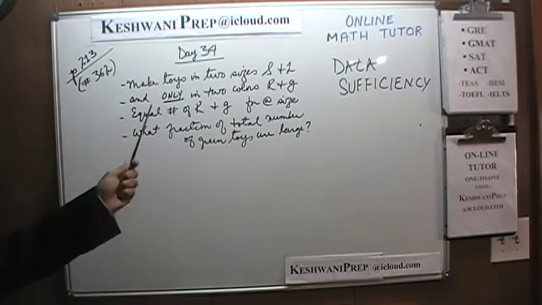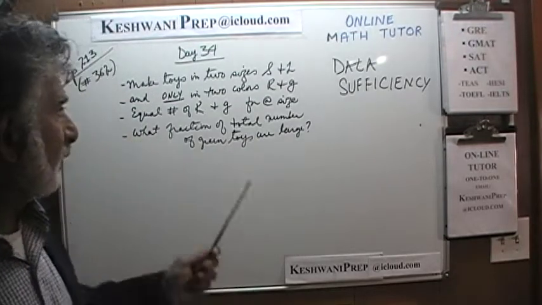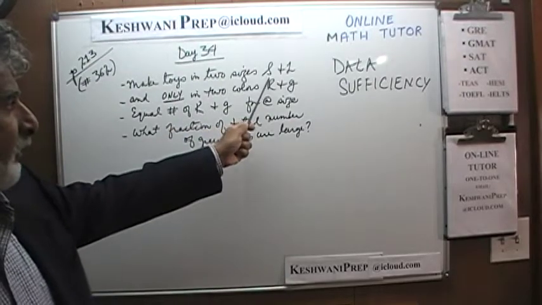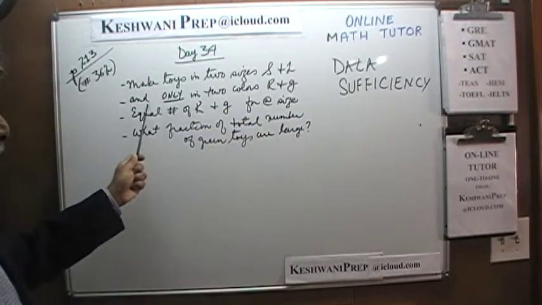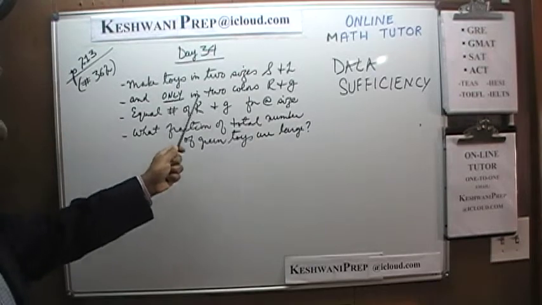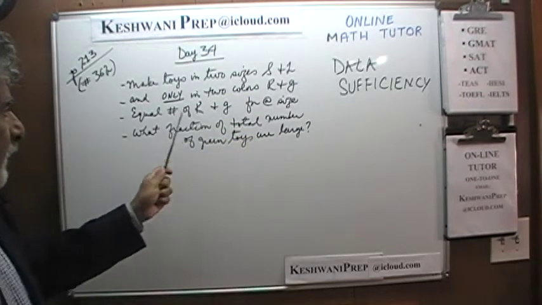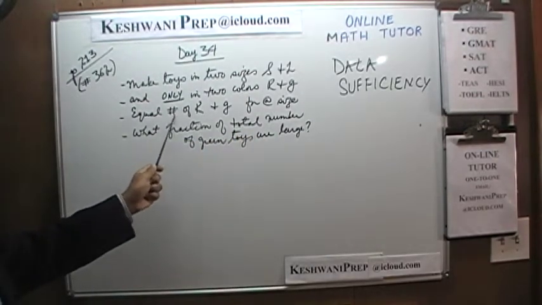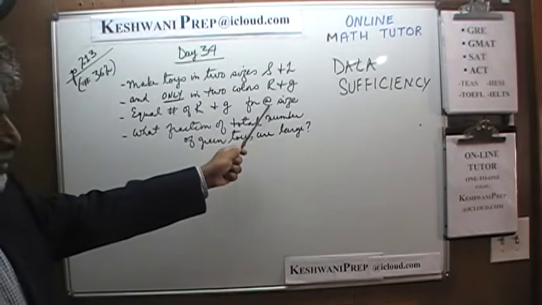Alright, let's begin. The very first problem, number 262 on the page, is already on the blackboard. Apparently, we're making toys. We're told we're going to make toys in two sizes, small and large. We're also told that we are going to make toys only in two colors, red and green. We are further told that we're going to make equal number of red and green for each size.